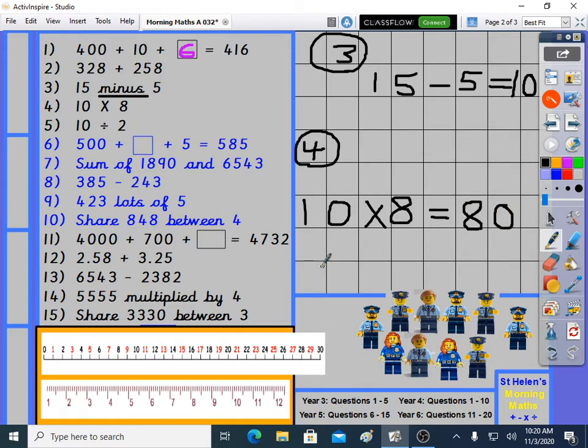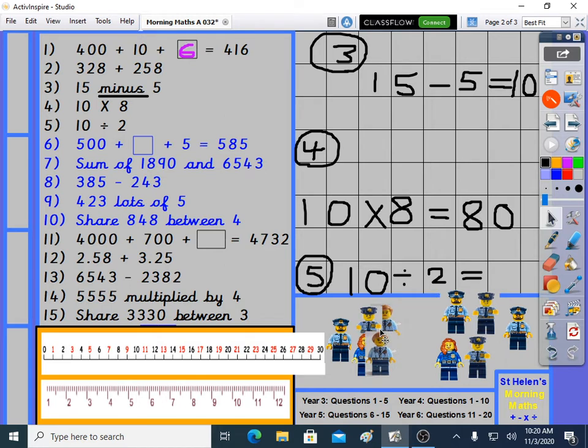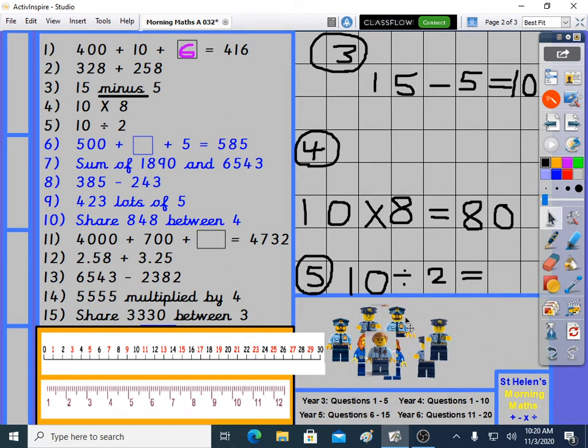Question 5. I think I'll fit here. Let's see. 10 divided by 2. So are there 10 Lego minifigures? 1, 2, 3, 4, 5, 6, 7, 8, 9, 10. There are 10. I've got to share them into 2 groups. One group over here, one group over here.